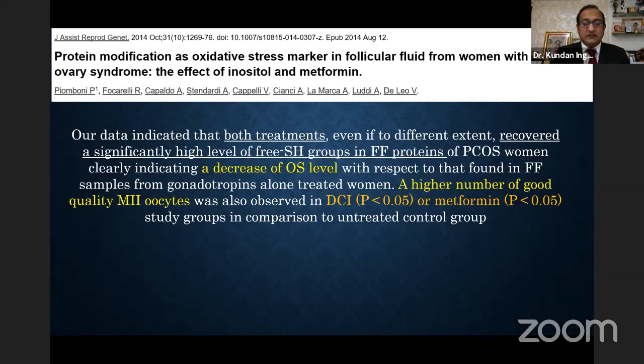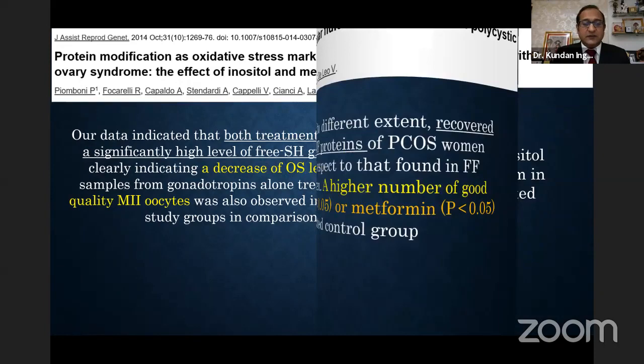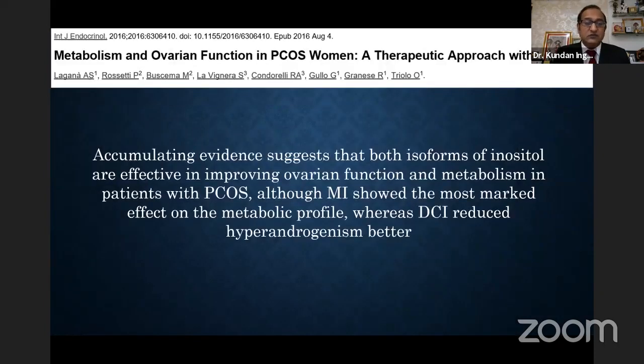And they have seen that a higher number of good quality M2 oocytes were observed in patients who received DCI or metformin, which is in favor of giving these insulin sensitizers prior to the treatment for a minimum of 70 to 80 days prior to the ovarian stimulation. Now, all the accumulated evidence says that both isoforms of inositol, that is myo-inositol and D-chiro-inositol, are effective in improving ovarian function.